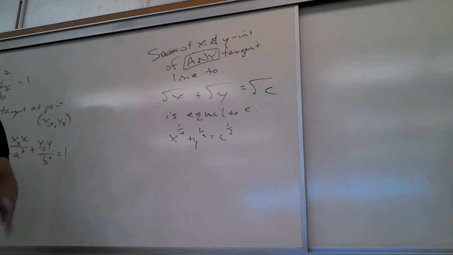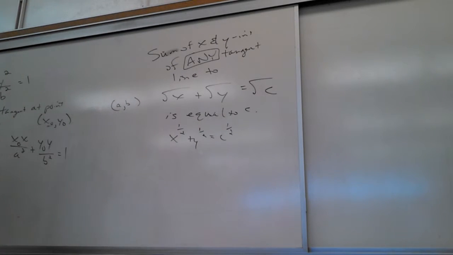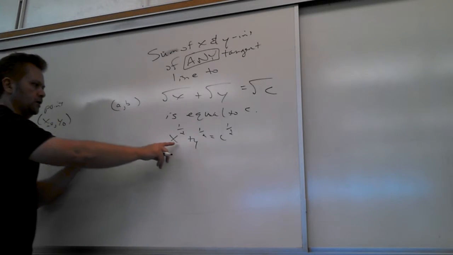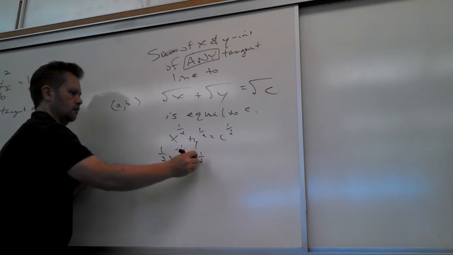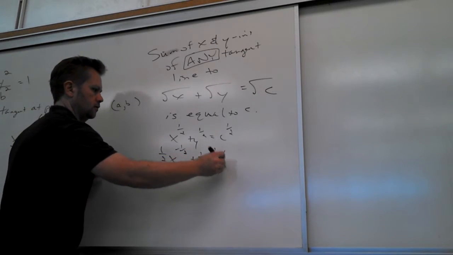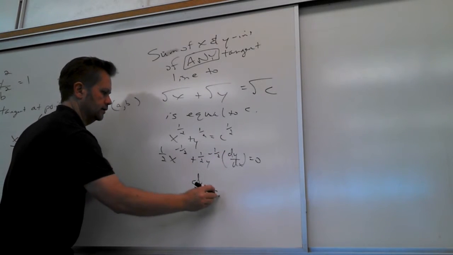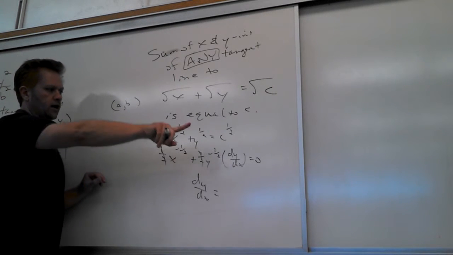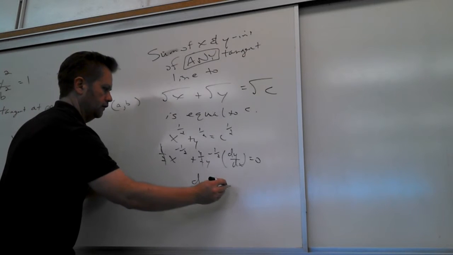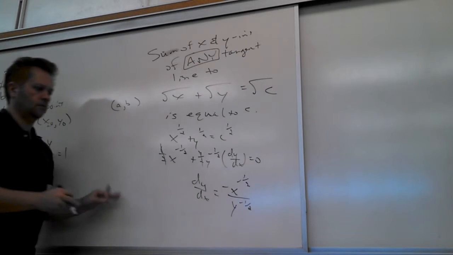You with me? And if you do it, in keeping with the c, we'll do it at the point (a, b). So what's this come out to be? 1/2 x to the negative 1/2 plus 1/2 y to the negative 1/2 dy/dx equals 0. So then dy/dx, cool, the 1/2 dies. Subtract that, divide by that, so you get negative x to the negative 1/2 over y to the negative 1/2. Is that cool? I'll stop there for a second.